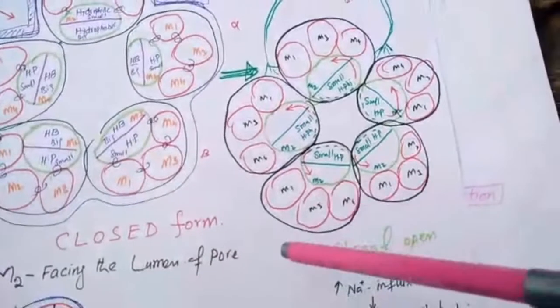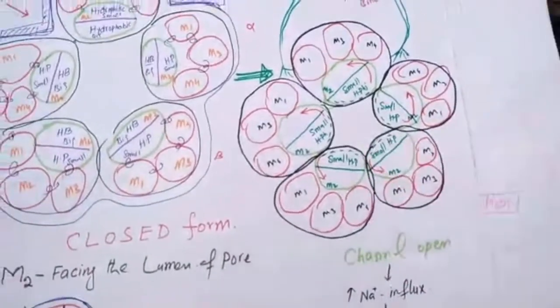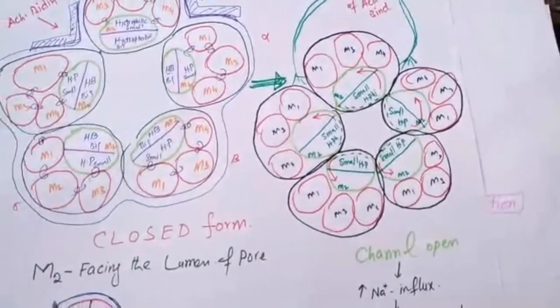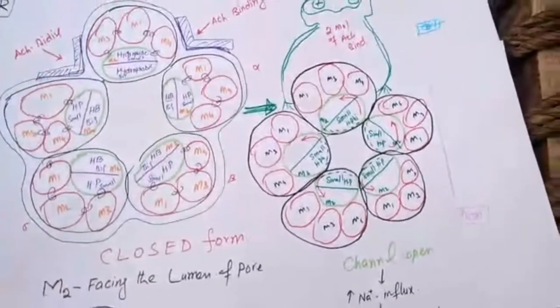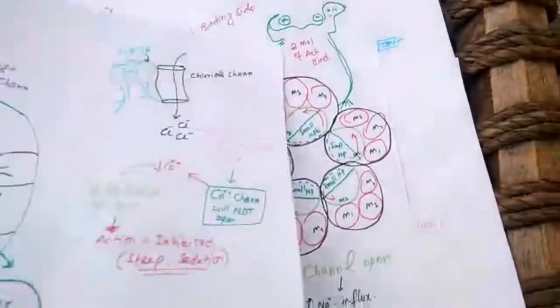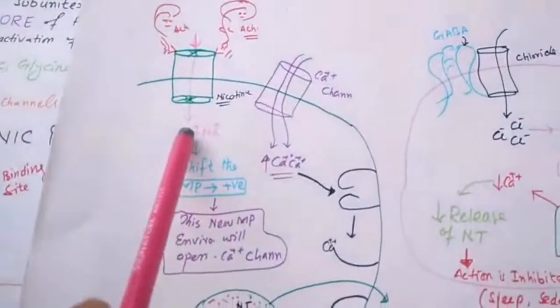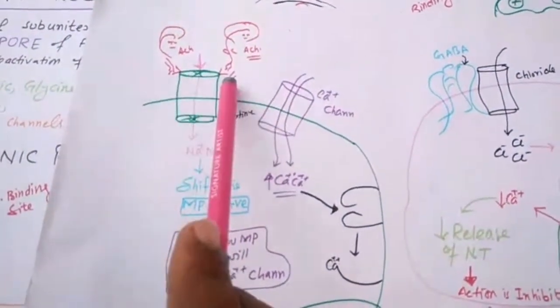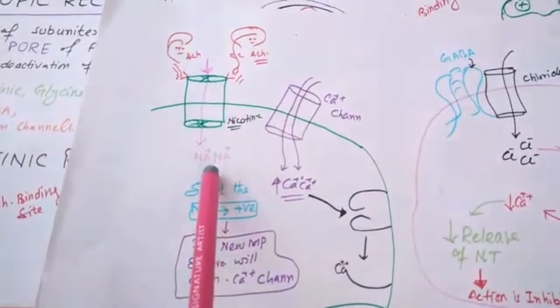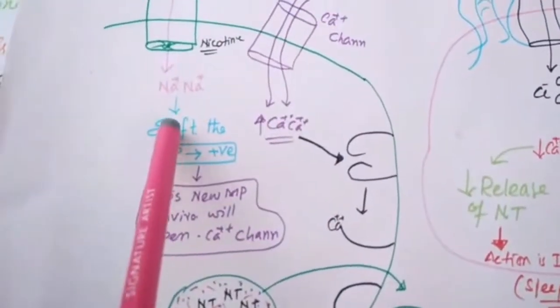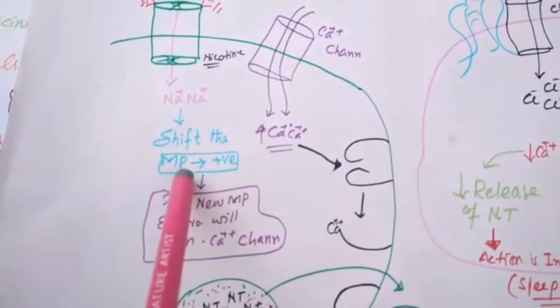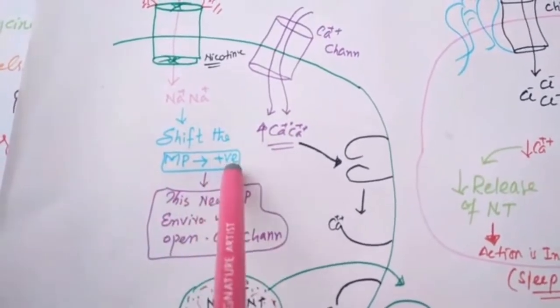This opening compels the sodium ion to internalize, that is the sodium influx. This is the nicotinic receptor. Acetylcholine binds, sodium influx will occur. This sodium influx shifts the membrane potential toward more positive.